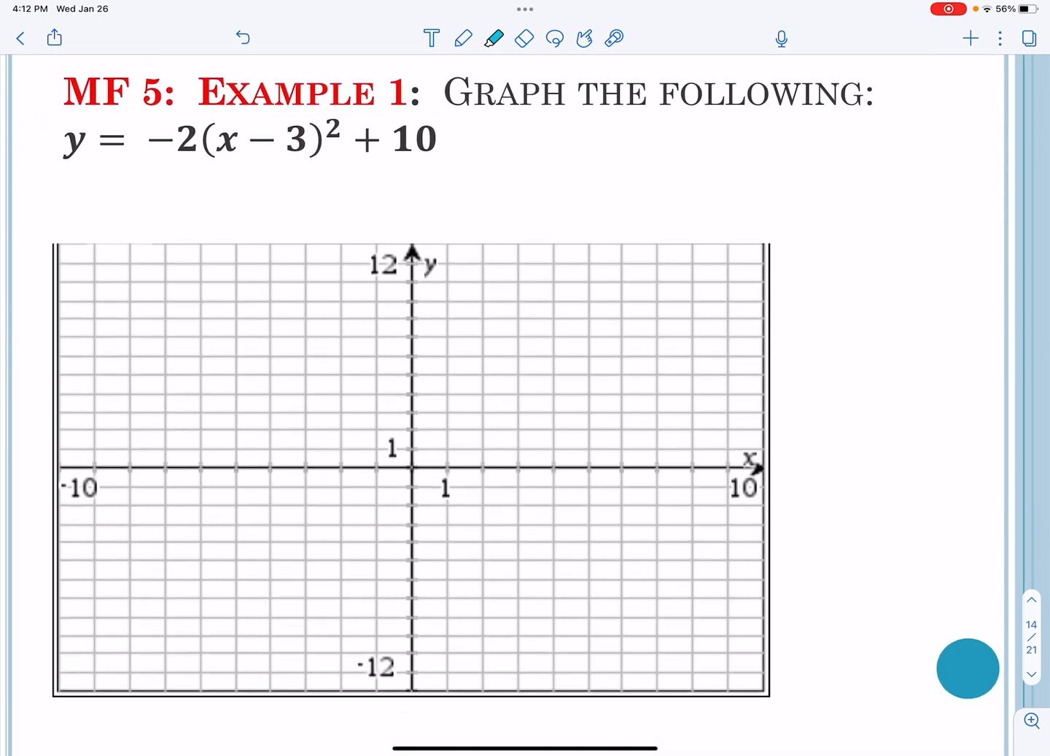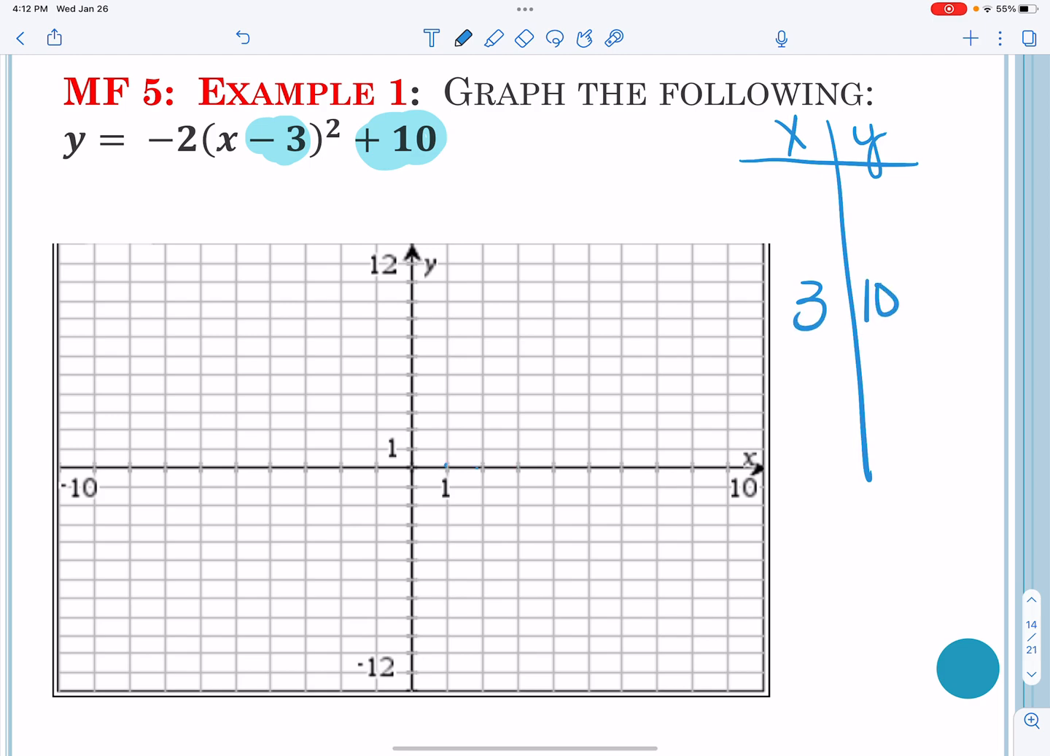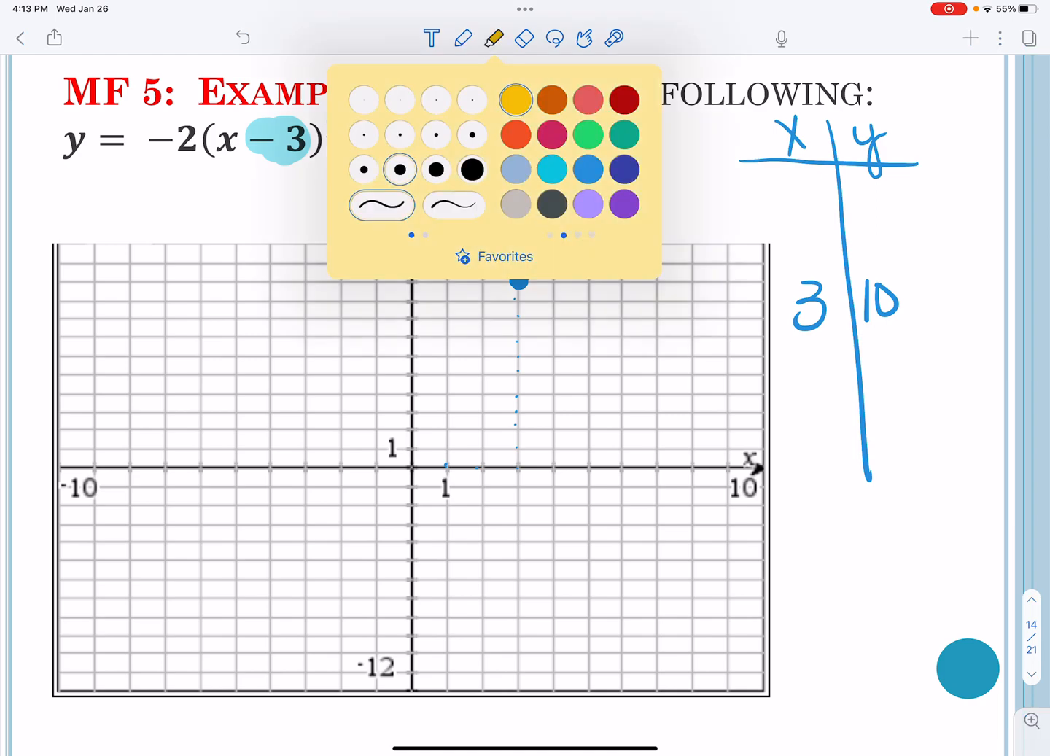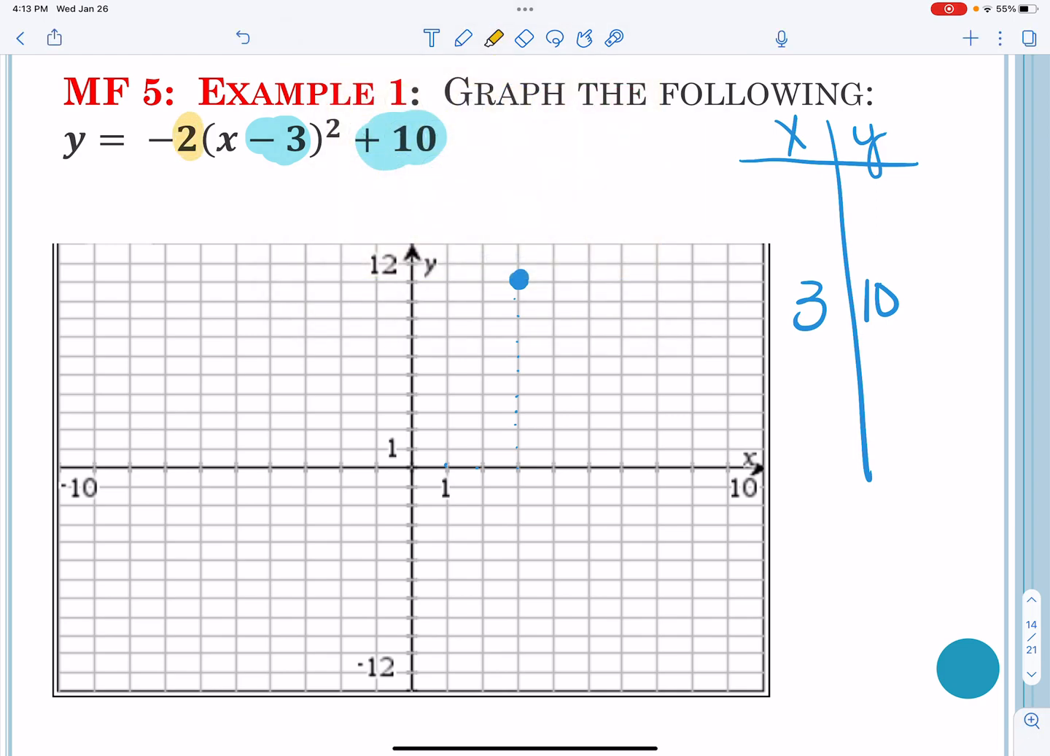This is just graphing. I would always start by looking at where it's been shifted. If I make a table of values, I'm going to put right 3, up 10 in the middle. Right 3, up 10. That is my vertex. Because of the 2, it's going to make it skinnier. And because of the negative sign, it's going to flip it down.